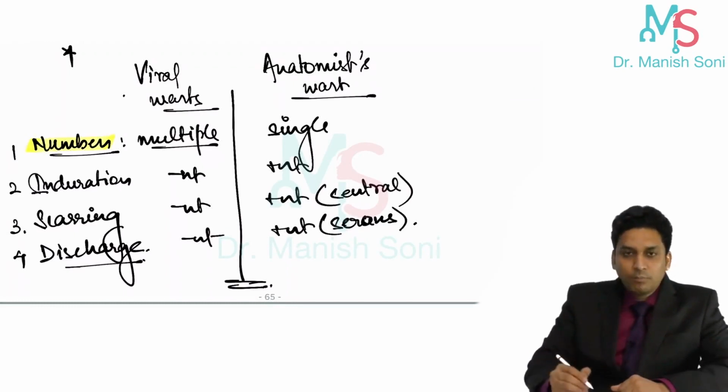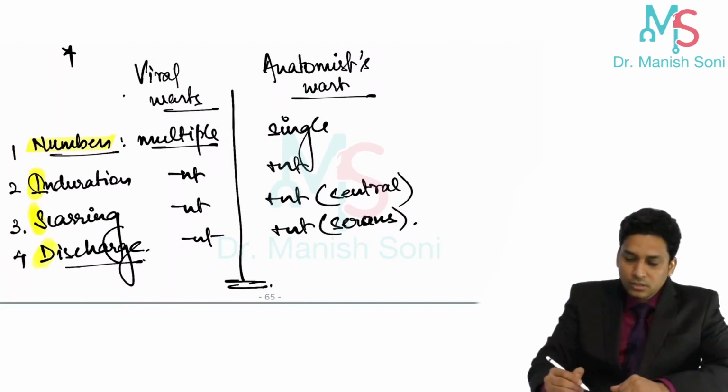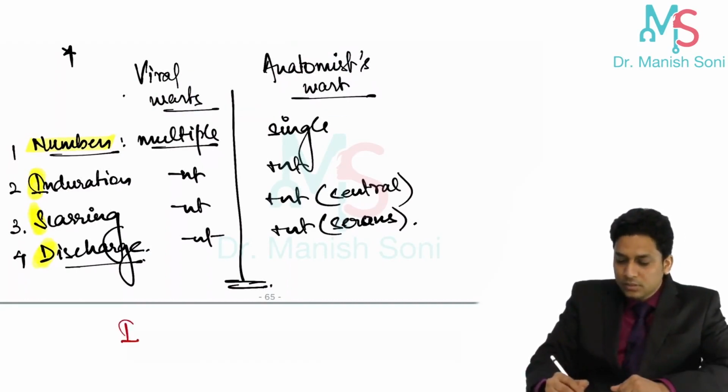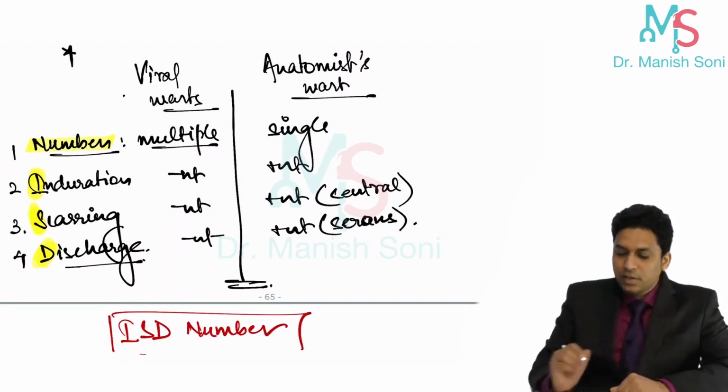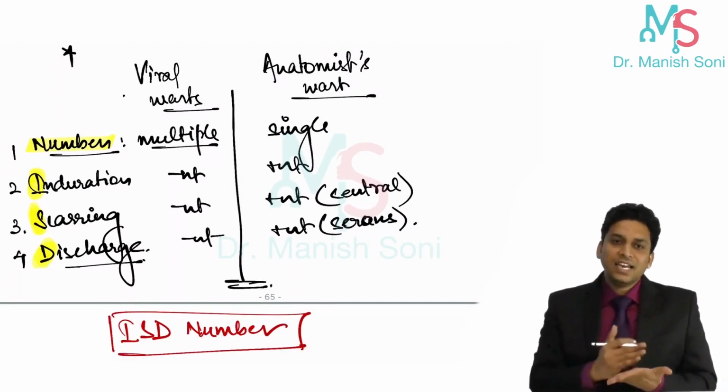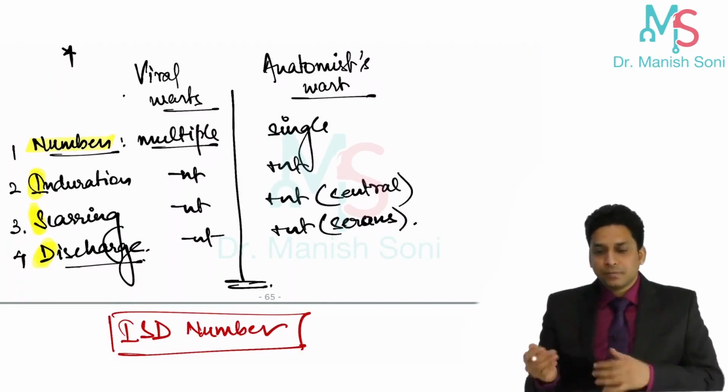So number, induration, scarring and discharge. You can make a very simple mnemonic here to remember, and the mnemonic becomes ISD number. So this is a very simple mnemonic to remember the difference between viral warts and anatomist wart: ISD number: induration, scarring and discharge, and number.